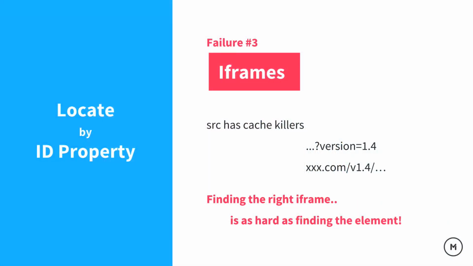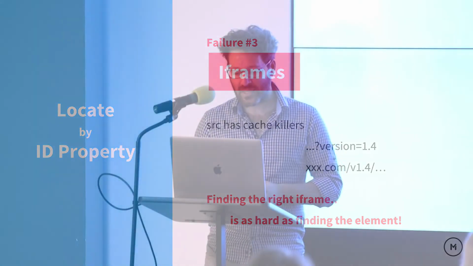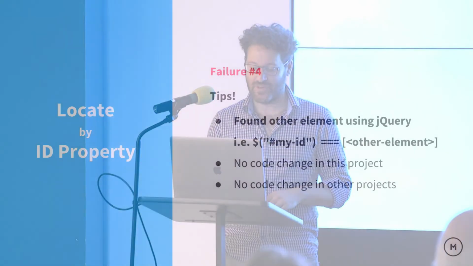Apparently, a lot of the difficulty was finding the right iframe to work on. It's as hard as finding the elements. Iframes, everyone has cache killers, so how do you find the right iframe? First you have to find the right frame before you click on something. That's super annoying.